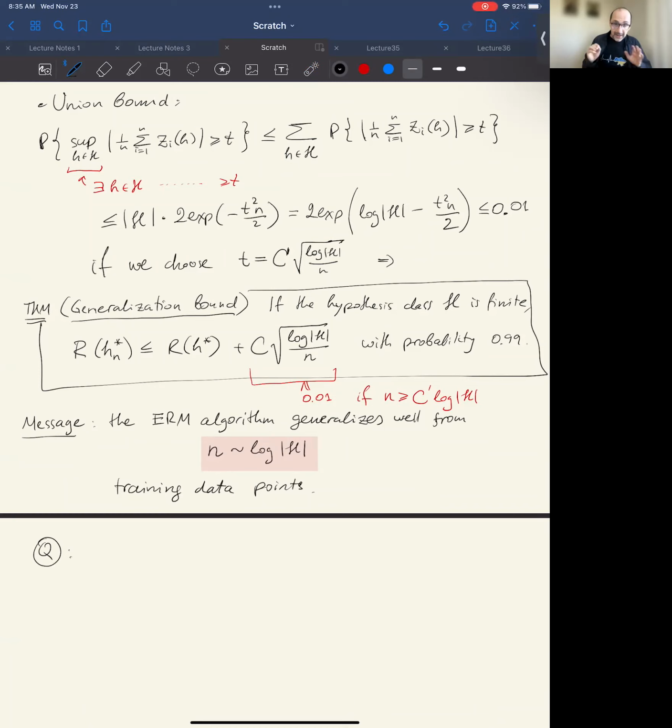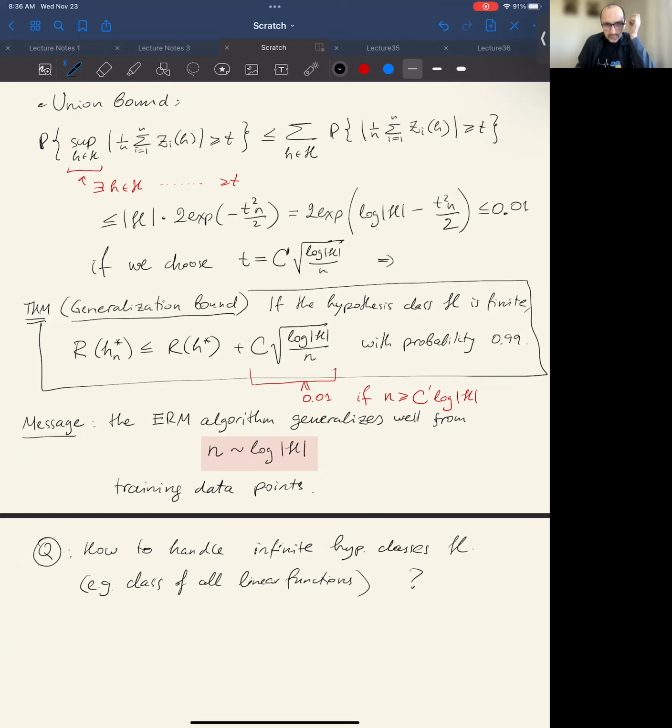So the big question now is how do we handle infinite hypothesis classes? For example, the class of all linear functions. Is there some measure of complexity, instead of taking the cardinality, which would be infinite? Is there some intrinsic measure of complexity of this class that controls the generalization bound? In other words, instead of log, can we put something else there that would be a measure of complexity of H, and for which the generalization bound will still be true?